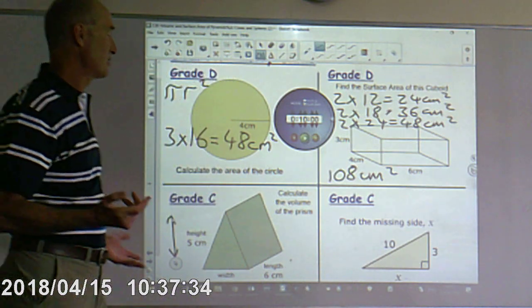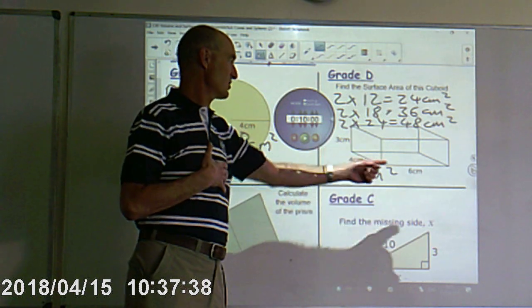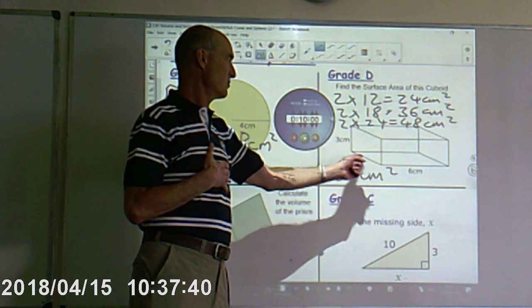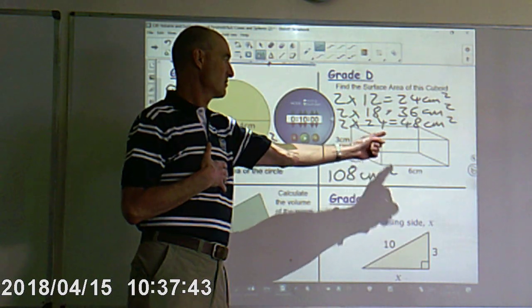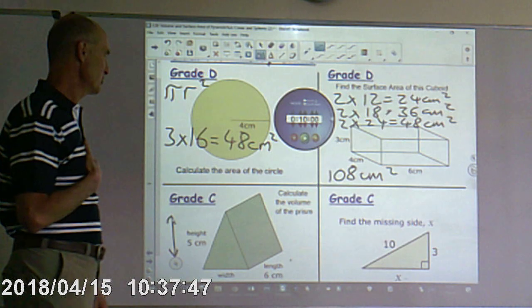What would the volume of that cuboid be? Just as an additional, 3 times 4 times 6, 3 times 4 is 12, 12 times 6, 72 centimetres cubed would be the volume. Just as an additional little question.